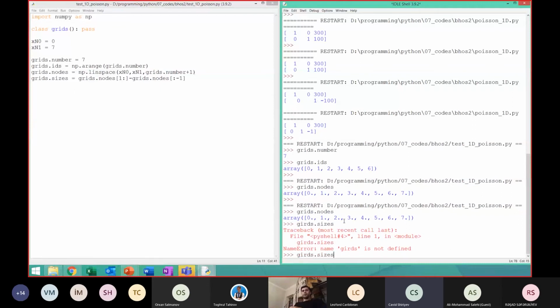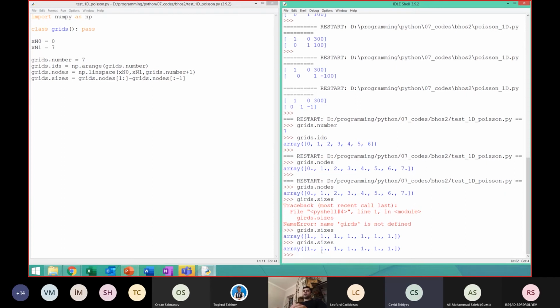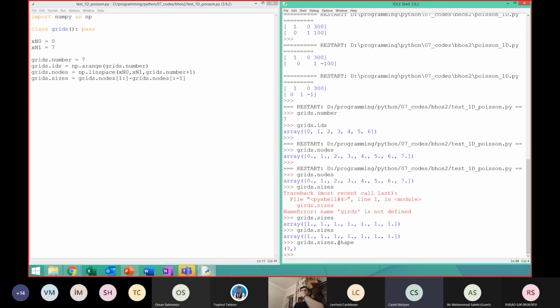I have a typo here. So my grid sizes, since I have a uniform mesh, all the element sizes are 1. Since I have 7 elements, the dimensions of the grid sizes are equal to the dimensions of the elements that I have. If I type shape, I'm going to get the 7.